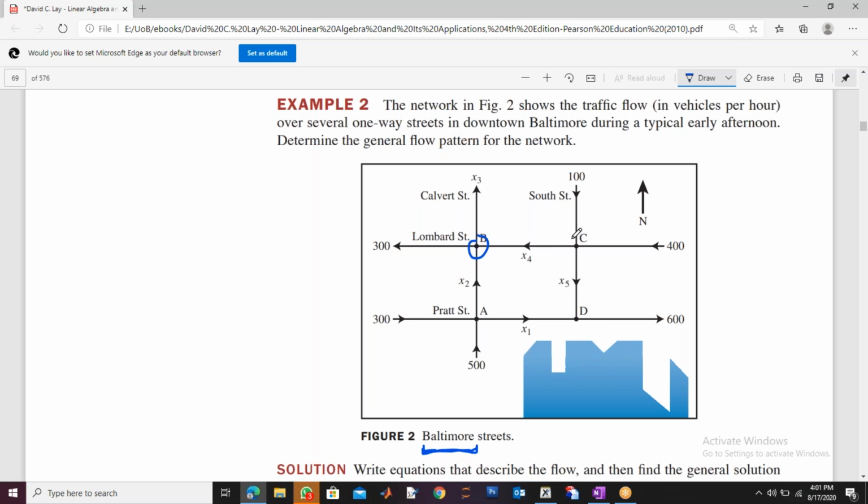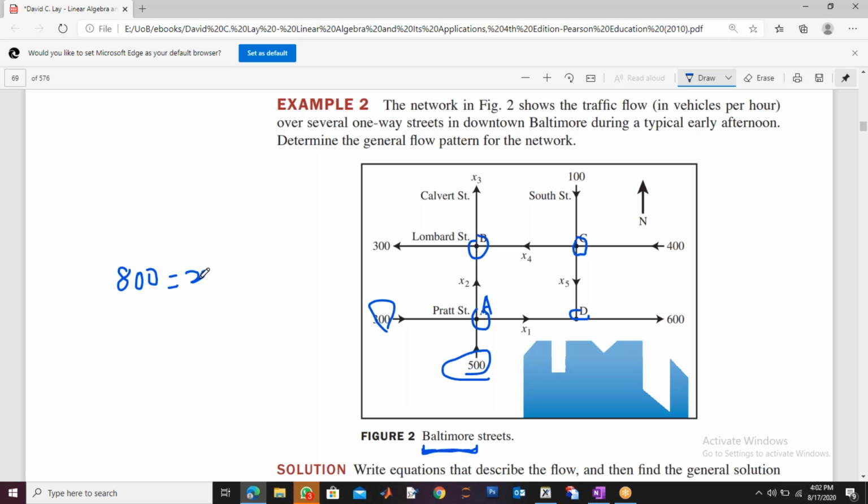So if you go here, these are the intersections. It means at every intersection, there is some flow coming in and going out. For example, in this, this is A, right? At A, 300 cars are coming in from here, 500 coming in from here. So the total coming in is 800, right? 5 plus 3, 8. And going out are x1 and x2.